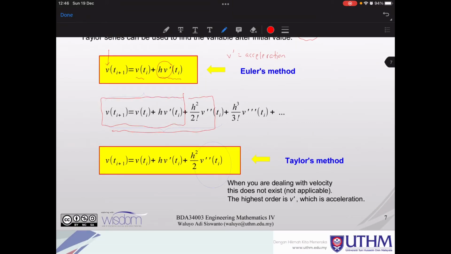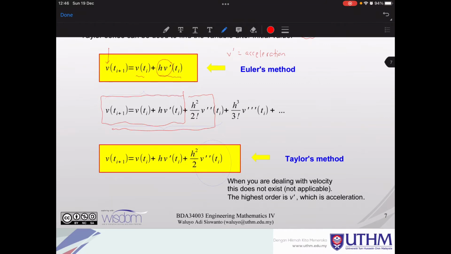But if we want to use Taylor's method, because we need to consider up until the second order, we will have the term v double prime, whereby we know that v double prime does not exist. So you must be careful when you use Taylor's method. Even though we are solving up until the second order, when we are dealing with velocity, we know that v double prime does not exist. Thus, the highest order is v prime, which is acceleration.